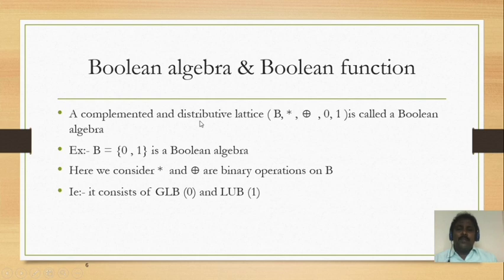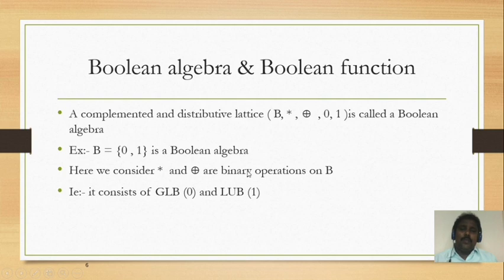When it is a complemented and distributive lattice, it is called a Boolean algebra. Here, in this example, B equal to {0, 1} is a Boolean algebra. Here we consider star and the exclusive symbol as binary operations. So these are operations. That means in place of these operations, if you want, we can take plus or minus or division, or any operation we can take. So these are two binary operators.